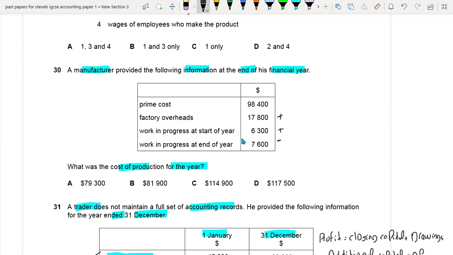So now this is very, very simple. Prime cost 98,500, add 17,800, add work in progress at the start of the year, which is 6,300, minus work in progress at the end of the year, which is 7,600. So altogether the answer will be 1,14,900. So C is the right option.